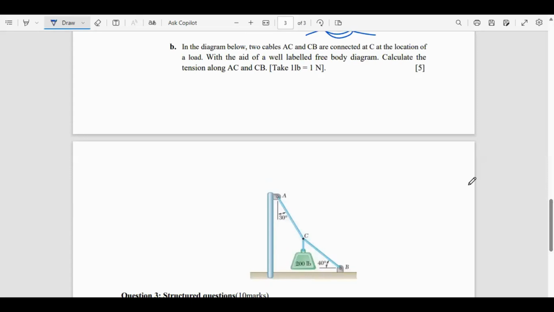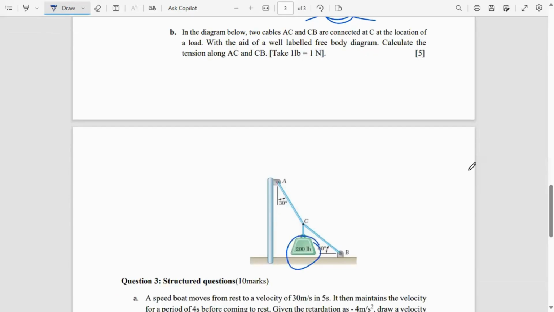So part B is saying, in the diagram below, two cables AC, BC are connected at C at the location of a load. With the aid of a well-labeled free body diagram, calculate the tension along AC and CB. Take 1 lb to be equal to 1 Newton. So I guess with that, we're supposed to use it when referring to the mass of the load there. We're supposed to convert it into newtons. That means 200 newtons will be equal to the weight of our load there.